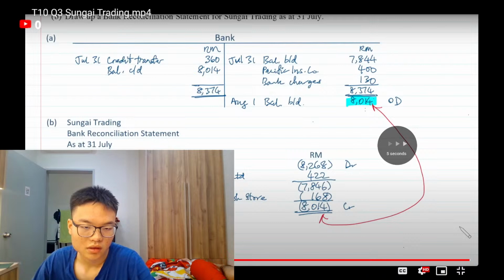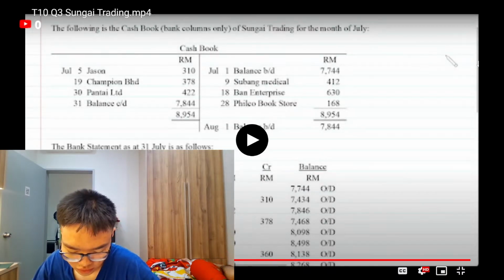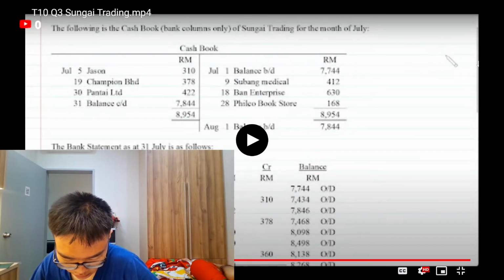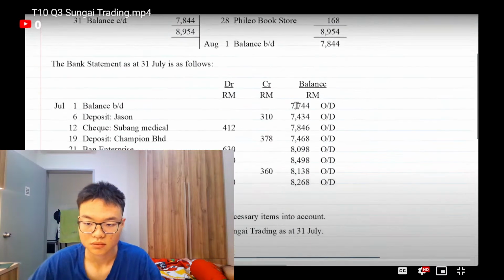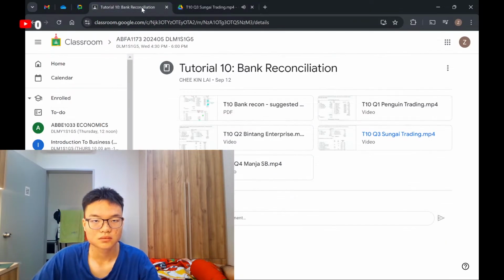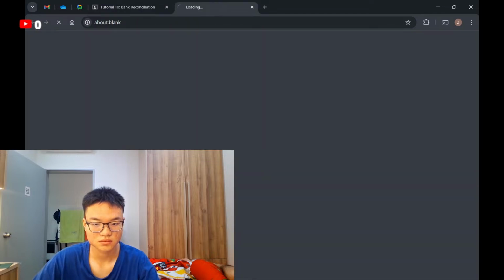As per revised cash book. The following is the transactions recorded in July. You also have the bank statement as at 31 July as follows. This shows all the transactions included.